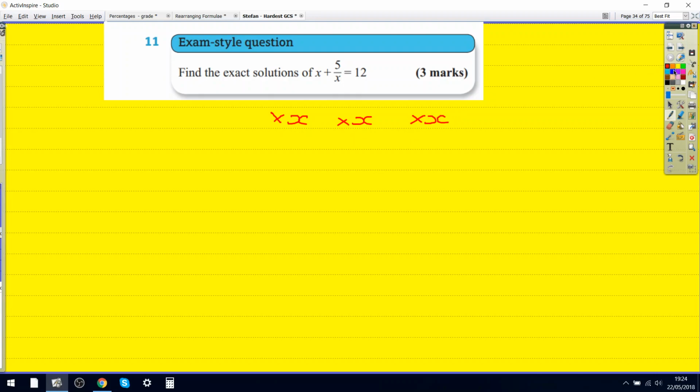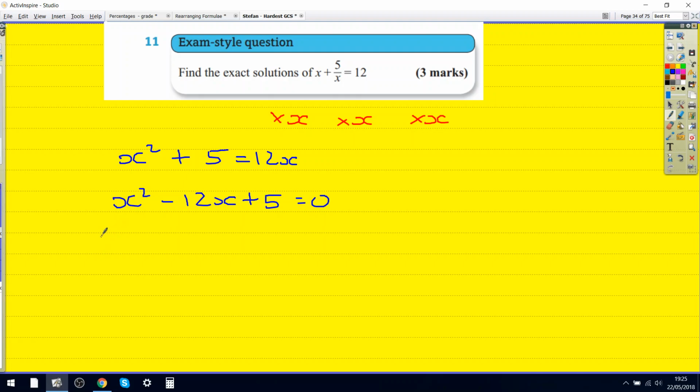So x plus 5 is 12x. You have to multiply everything by x. Oh yeah, so x squared plus 5 is 12x. Yeah. So x squared minus 12x plus 5 is 0. So we can have x in one bracket. It's probably completing the square or formula.